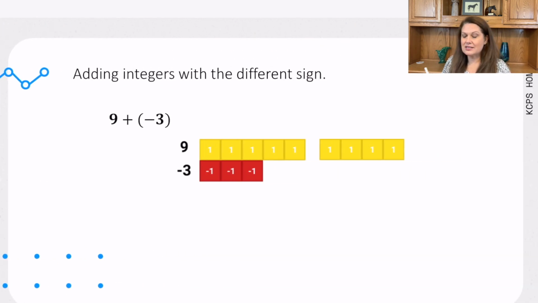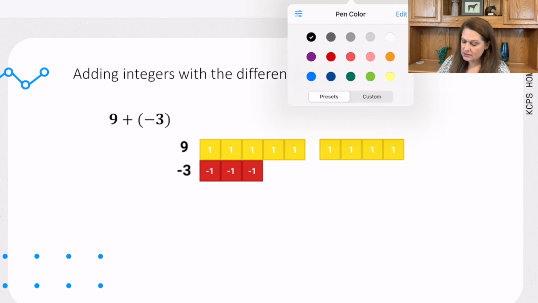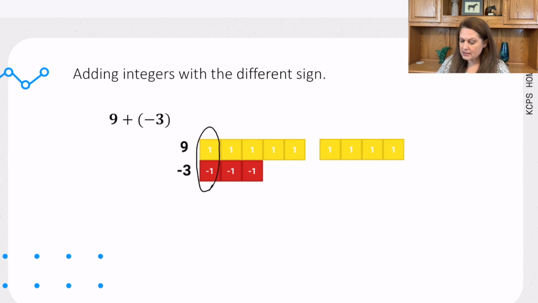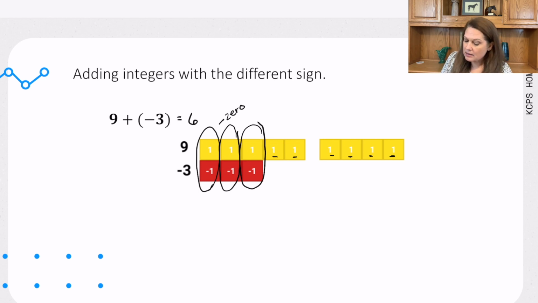So let's try it with different signs. Now you'll notice with this 9 and negative 3, I have some opposites. And right here are our opposites, and this is called a zero pair. When you get good at negatives and positives or integers, you always kind of think of zero pairs in your head. How many of one number cancels out the other, and then what do I have left? So here's a zero pair, here's a zero pair, here's a zero pair. They cancel out. What do I have left? I have 1, 2, 3, 4, 5, 6 positives, so that means 9 plus negative 3 is equal to positive 6.